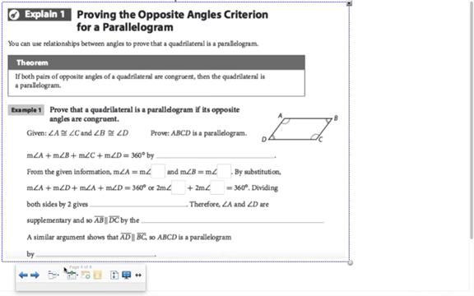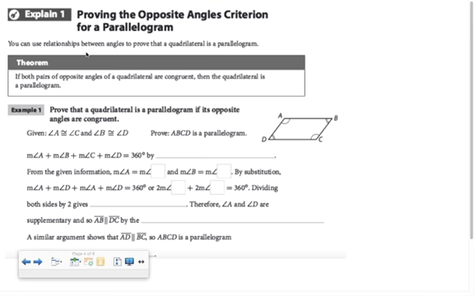And here we're proving another theorem that if both pairs of opposite angles of a quadrilateral are congruent, then the quadrilateral is a parallelogram. So we are given that angle A is congruent to angle C and angle B is congruent to angle D. And again in this proof, we're not starting with that which we were given, we're starting with some additional information that is kind of helpful to us.